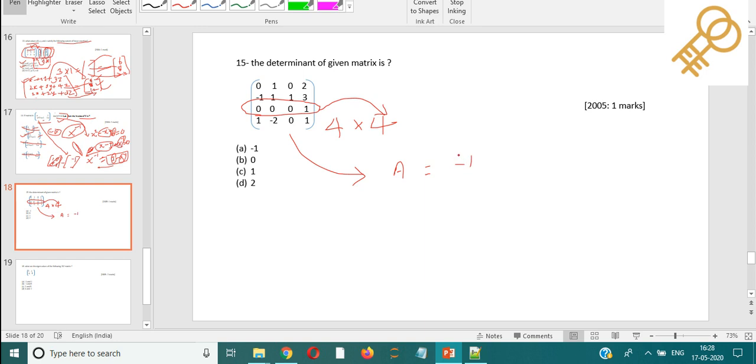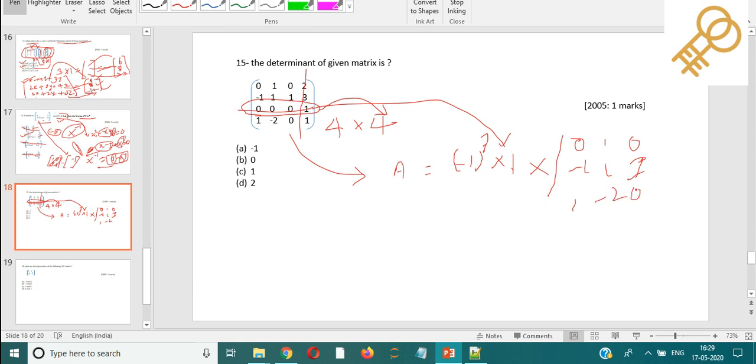So your A will be minus 1. Why minus 1? Because you see this is the first column, second column, third column and fourth column, and 1, 2 and 3 means there are a total of 7, and if you do minus 1 to the power 7, into 1, that is that element, and into the whole matrix except this row and column, that is 0 1 0, and minus 1 1 minus 1, 1 and again 1, and the next is 1 minus 2 and 0.